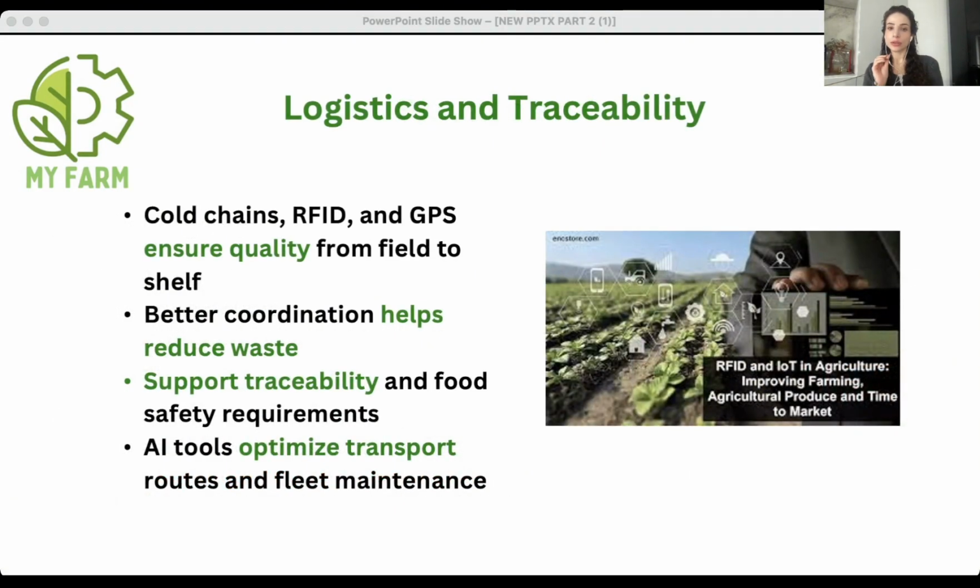Well, today, cold chain logistics, RFID tagging, and real-time GPS tracking play a crucial role in maintaining product quality from field to shelf, reducing waste through better conditions, and meeting retailer or export requirements for traceability and safety. Some logistics platforms now offer AI-based route optimization and predictive maintenance for transport fleets.